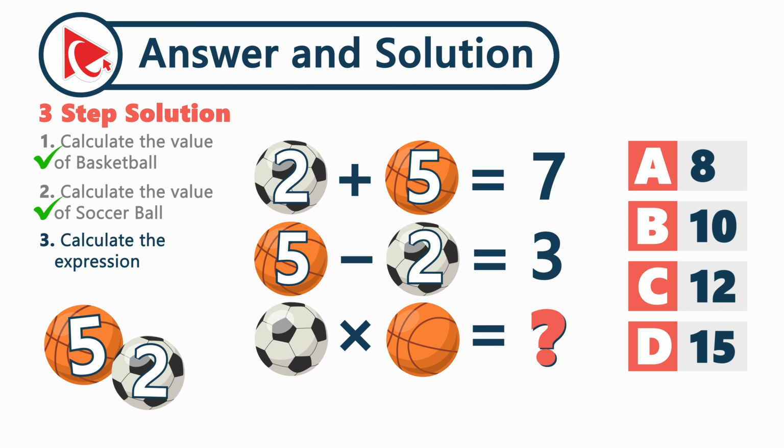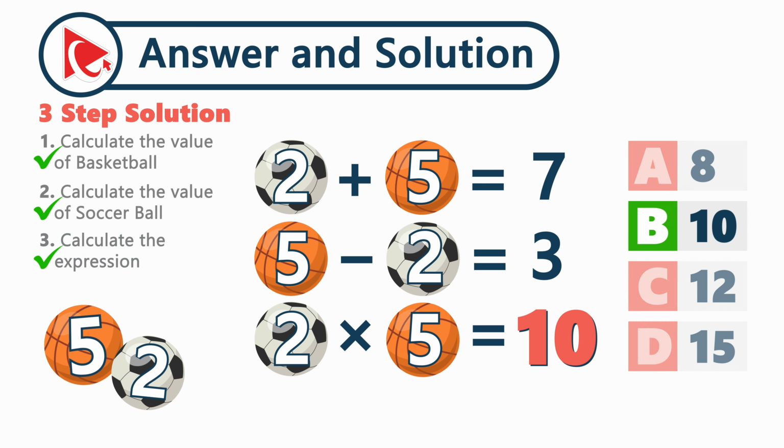Now we are ready to solve the original expression. Remember the one? Soccer ball multiplied by basketball equals question mark. The cool thing about what we know now is that we know the values of both soccer ball and basketball. Let's substitute them. 2 multiplied by 5 equals 10. So the correct answer here is choice B, 10.